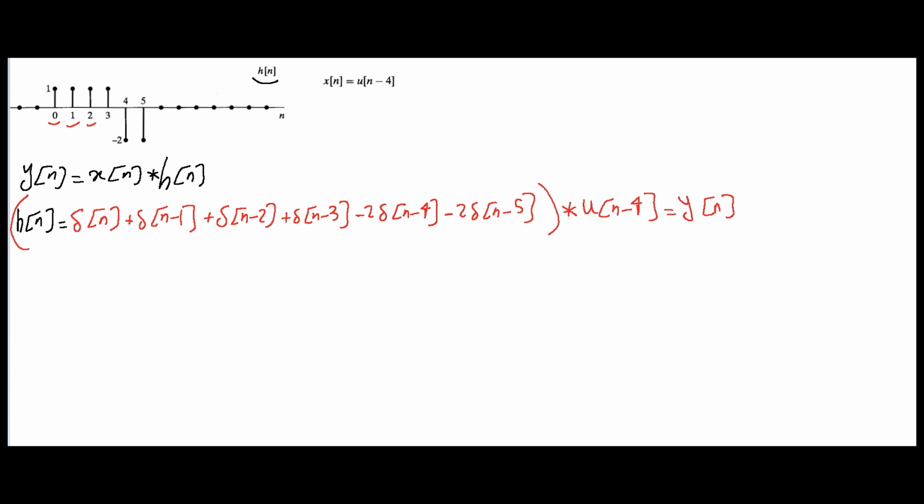Before proceeding, let's briefly review two important convolution properties. The convolution of any signal with a unit impulse is equal to the signal itself. Also, the convolution of any signal with a shifted unit impulse gives the same signal shifted by the same amount. Using these properties, we can immediately write each term of the output. The convolution of delta[n] with u[n minus 4] is simply u[n minus 4].